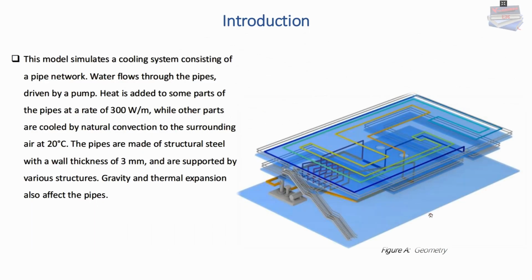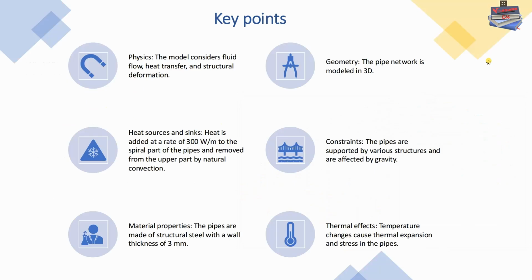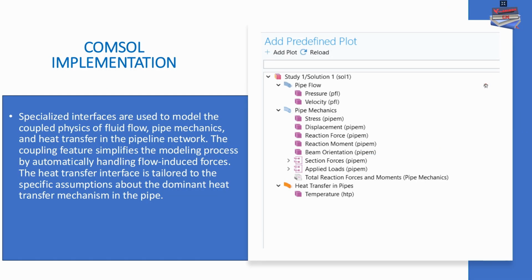This model simulates a cooling system consisting of a pipe network, and we'll use COMSOL Multiphysics to conduct this simulation. Key points to consider are physics, heat sources, material properties, thermal effects, geometry, and constraints. In relation to our COMSOL implementation, specialized interfaces are used to model the coupled physics of pipe flow, pipe mechanics, and heat transfer in pipes.